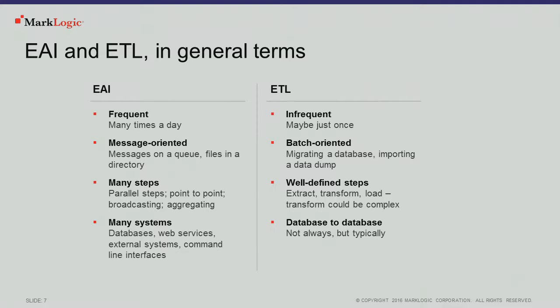EAI is typically a lot of messages, so frequent occurrence, and again, messages, so showing up on a queue or on a file system or pulling from some service interface, and there's often many steps. So you might have some content-based routing. You get a message, you broadcast it out to different channels. They each do different things on it. And then there's many different systems involved. So not just databases, but web services, FTP servers, all kinds of different things.